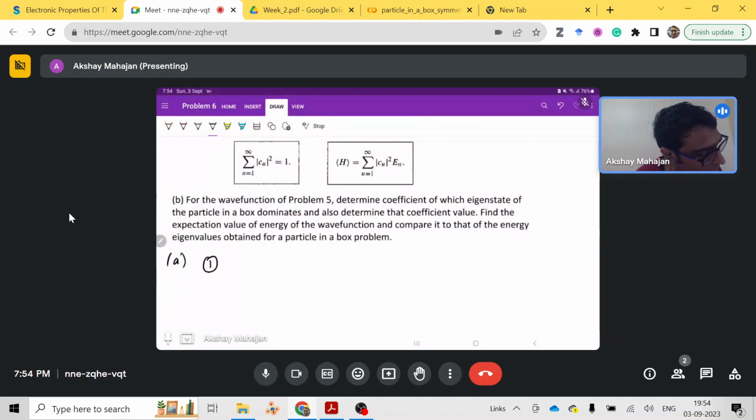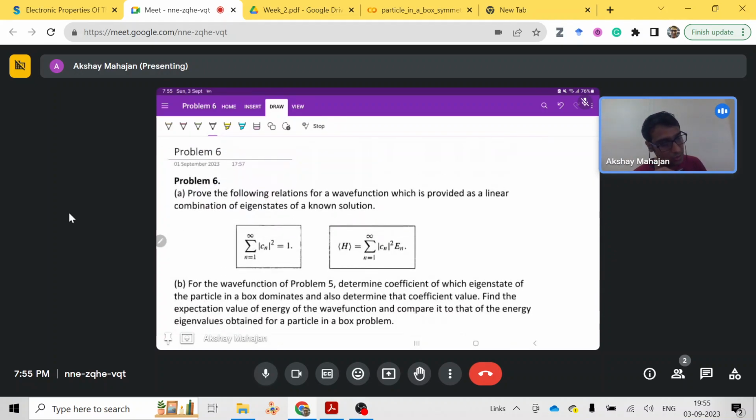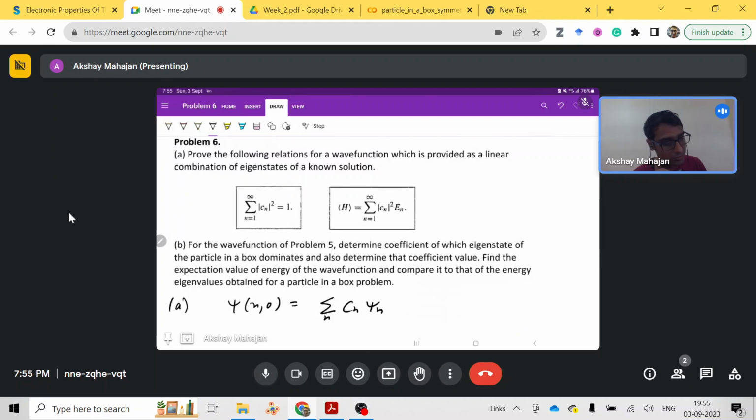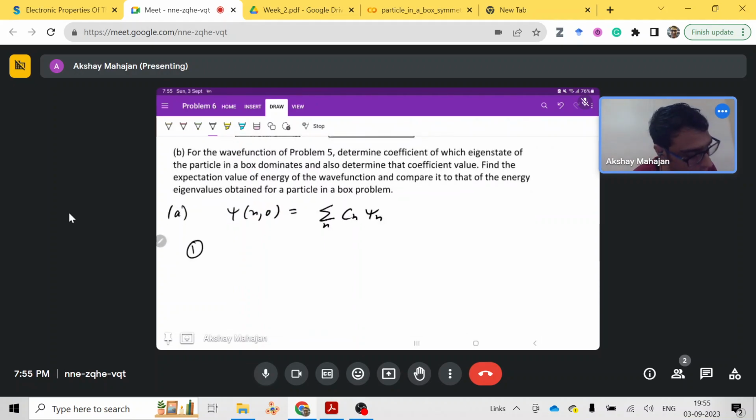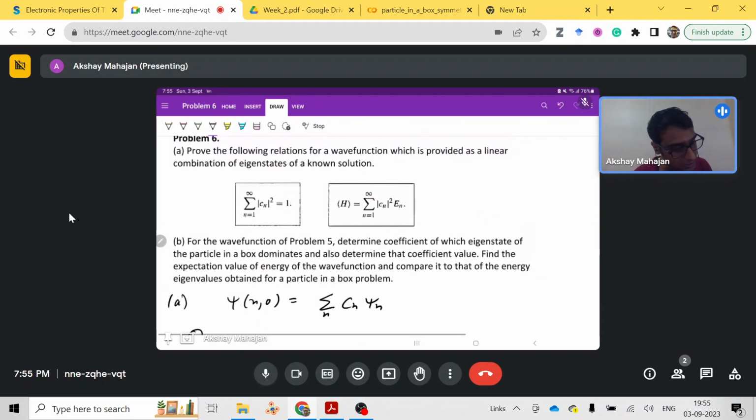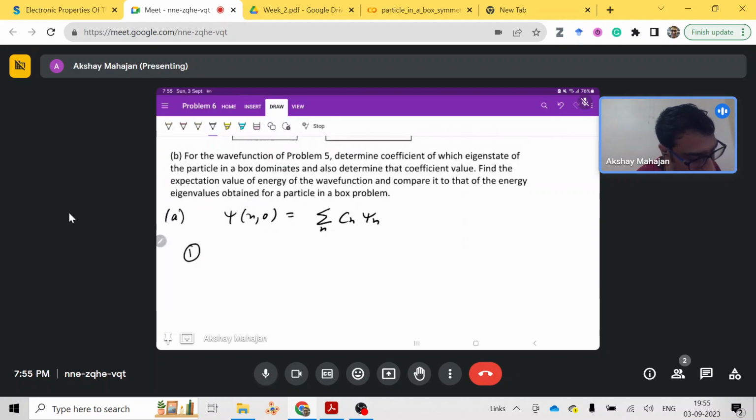Okay, so let's see. Given that we have, let's say, psi of x comma 0, we are saying that we can write it as summation of cn psi n. The wave function could be written as a linear combination of some eigenstates of a known solution. We can write our wave function as we have done in problem number 5. And now we have to prove these two relations regarding this. So first thing we have to prove.